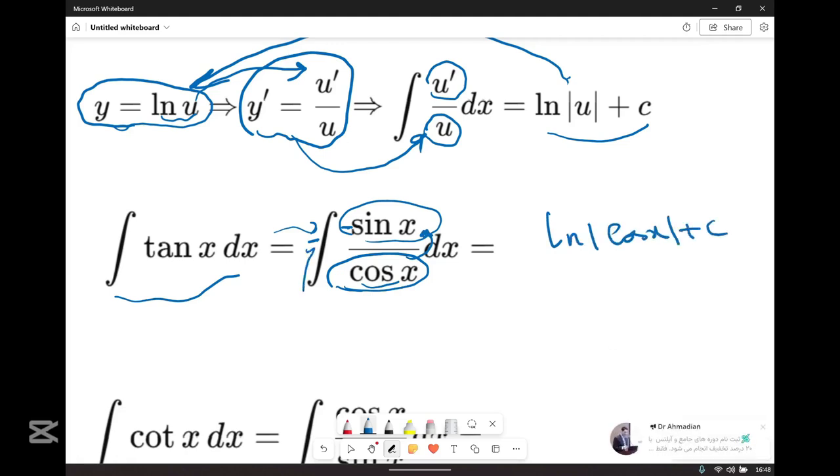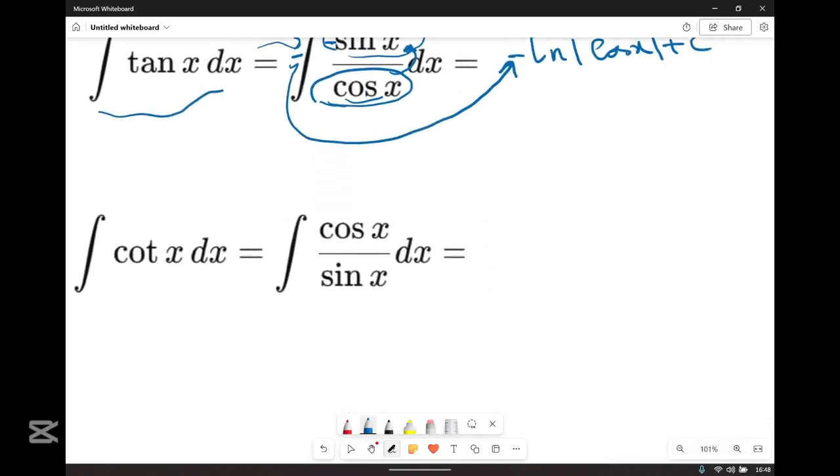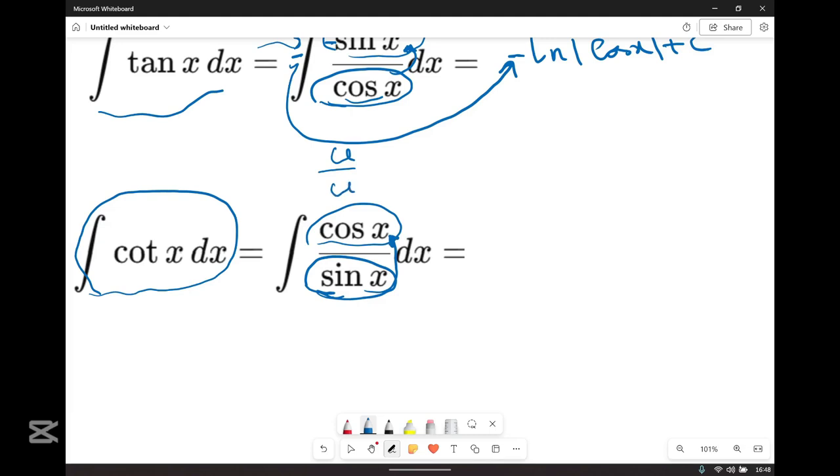But in the last we had a minus and I put it in here. What about this cotangent x dx? If you are going to calculate this, at first you open cotangent to cosine x divided by sine x. But this part's derivative is exactly here and you can use u and u prime. Yes, and the answer is ln sine x plus c.